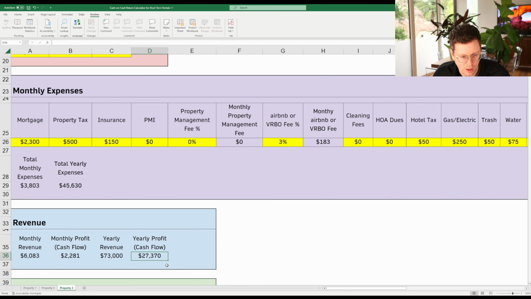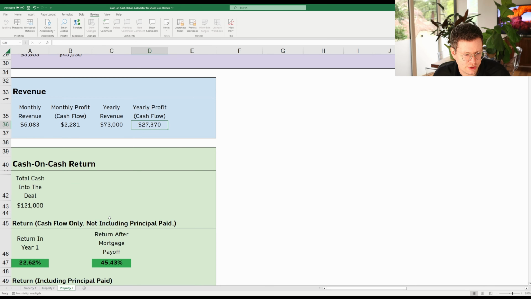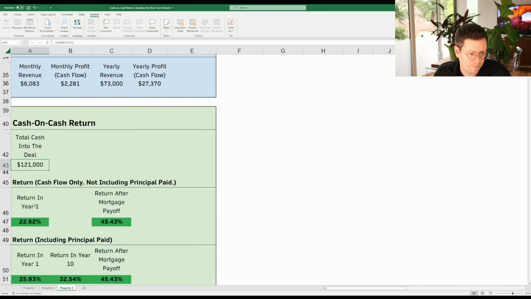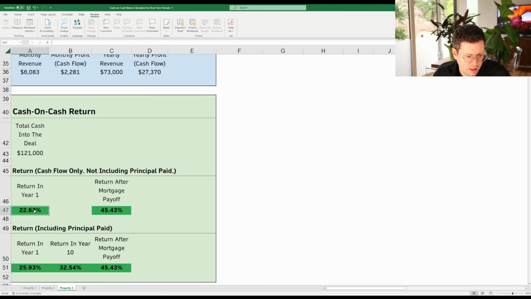However, this is probably going to be a lot more work since you have a lot more turnover, a lot more guests, and honestly, there's going to be more risk versus a long-term rental. The spreadsheet doesn't really account for that risk, but it will tell you how much more cash flow you can make if you do a short-term rental versus a long-term rental. Going into the cash on cash return section, the total money into the deal is higher here because you had to purchase that furniture. But as you can see, the return is also a lot higher because of those higher cash flows.